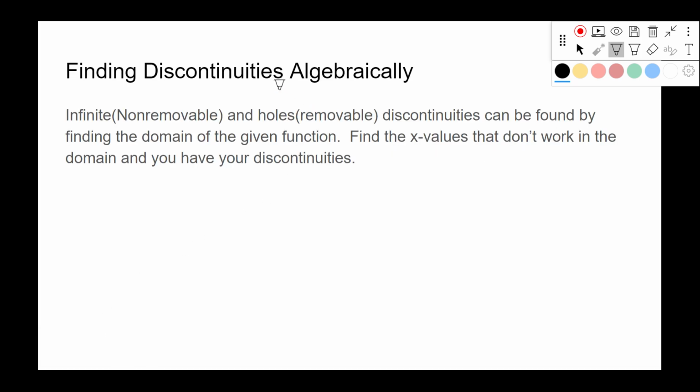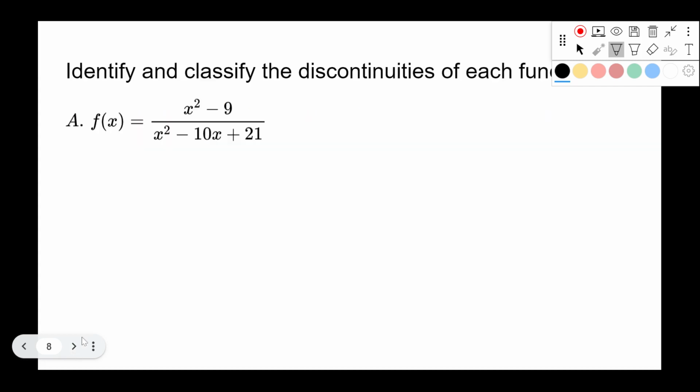All right, now, finding discontinuities algebraically. Infinite discontinuities and holes can be found by finding the domain of the given function. Find the x values that don't work in the domain, and you have your discontinuities. And then you can go ahead and continue and classify them. Okay? So again, stuff that we've done before.